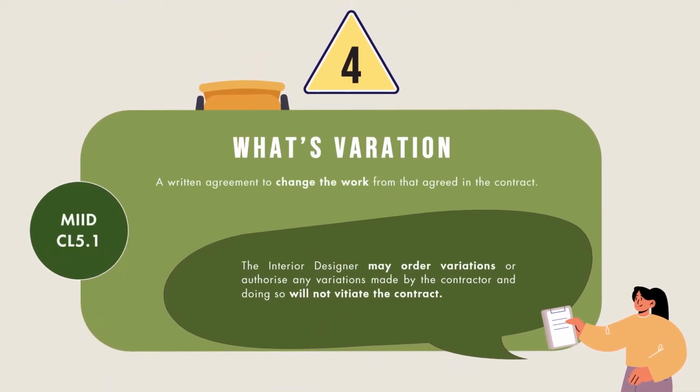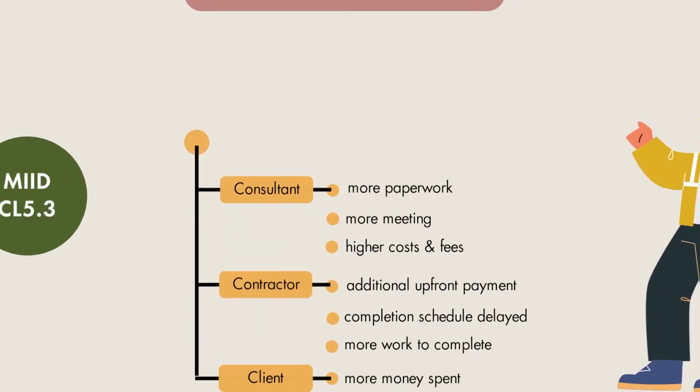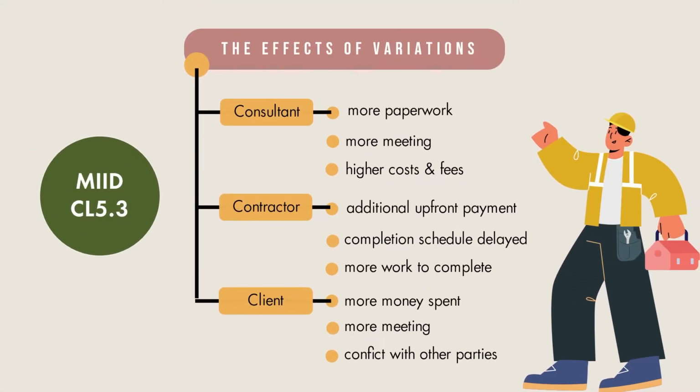Another important clause in the MID contract is clause 5. It talks about the variation rule. First of all, a variation is a written agreement to change the work from what was agreed in the contract. Clause 5.1 states that the interior designer can order or authorize any variations without violating the contract. More importantly, the interior designer may demand a variation at any time before the CCC. However, variations can create conflicts between parties involved in the contract. Here are some examples of the negative effects a variation can have.